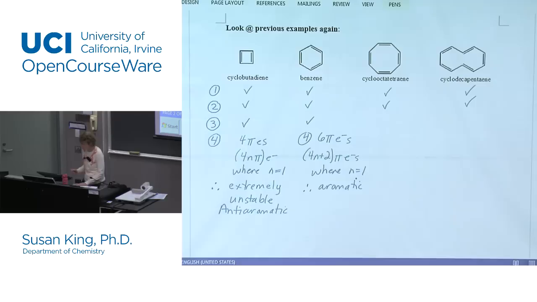All right. How about cyclooctatetraene? Is it planar? We talked about this at the very first page of chapter 16. Is cyclooctatetraene planar? No, it's not planar. Therefore, it's neither aromatic nor anti-aromatic. Remember, we need to satisfy all four rules. I mean, we need to satisfy 1, 2, and 3, and then we count electrons. If we don't satisfy any of the 1, 2, or 3, then it's neither aromatic nor anti-aromatic.